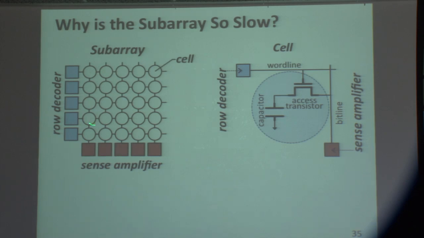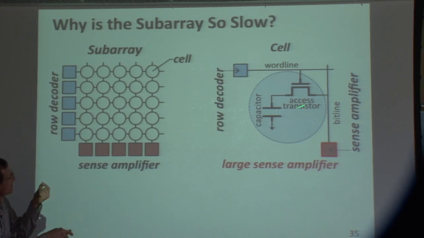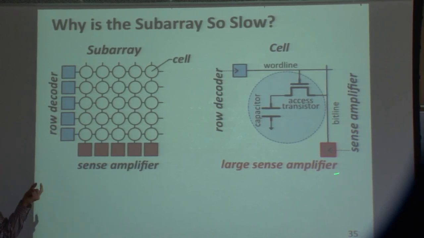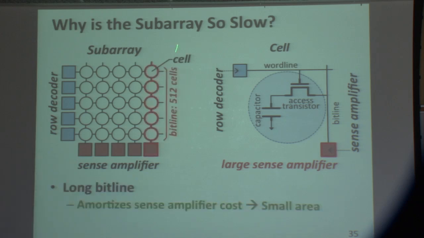Basically, this is what the subarray looks like. And each cell is connected to a sense amplifier over here. And this sense amplifier needs to be large to amplify the small amount of charge that's stored in the capacitor. And it turns out the sense amplifier is on the order of 100x the size of the cell itself. Now, if you want to have large capacity memory, you'd better have few sense amplifiers, right? So what DRAM manufacturers do is string together a large number of cells that are connected to the same sense amplifier to amortize the sense amplifier cost.